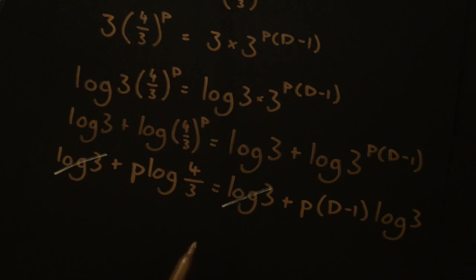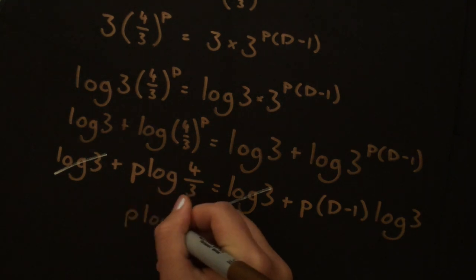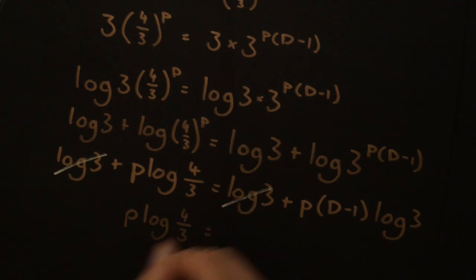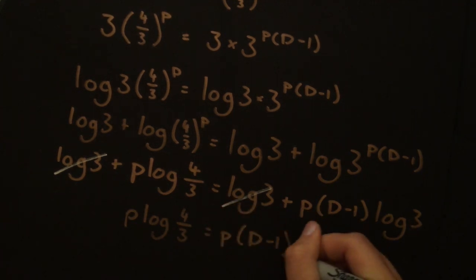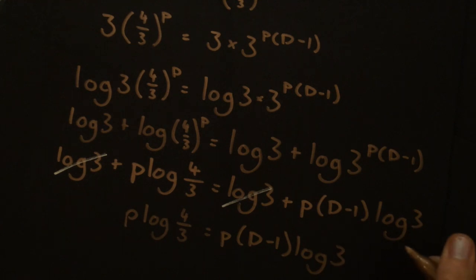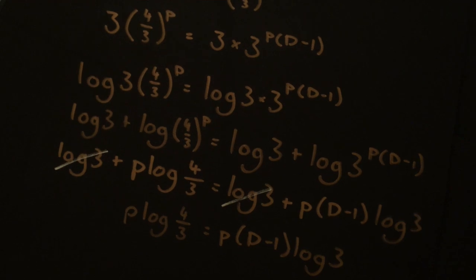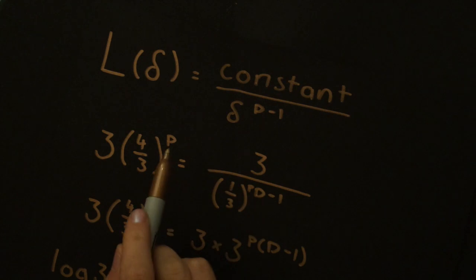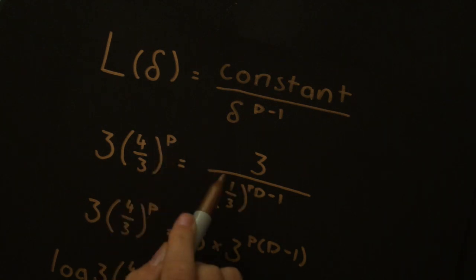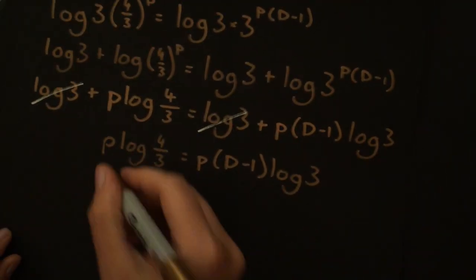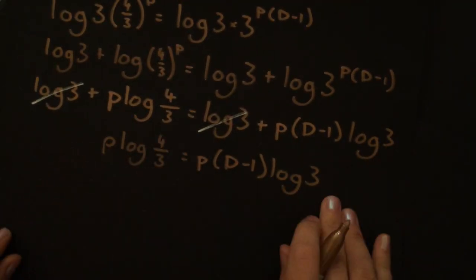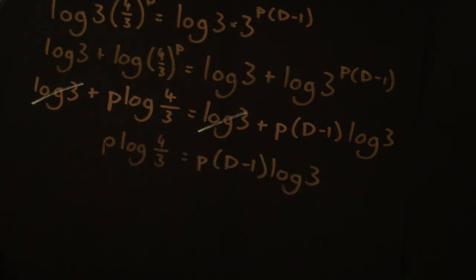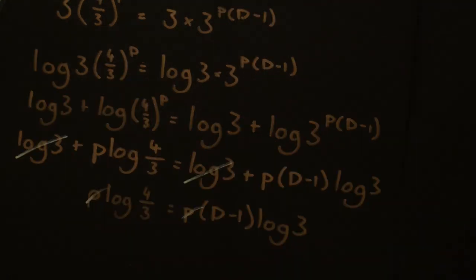Now, let us recap. What have we got here? p log 4/3 is equal to p d minus 1 log 3. Oh, yes. This is the moment I was really hoping would happen, because if you look right back at the start, we're trying to get d, so we need to find it, but we've got this other extra variable in there, p, which we were really, really hoping would cancel out. And look at this. There is p on this side, everything multiplied together. Let's cancel those p's out. Bye-bye.